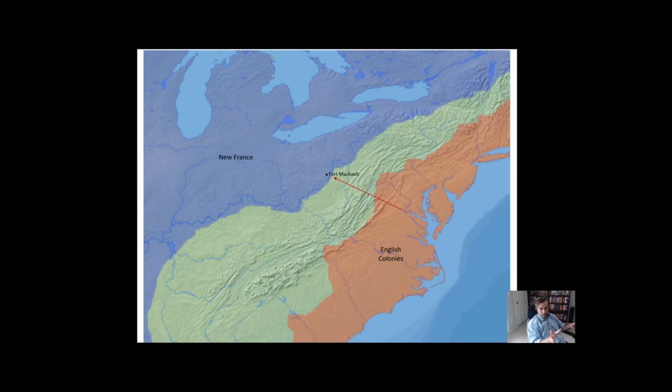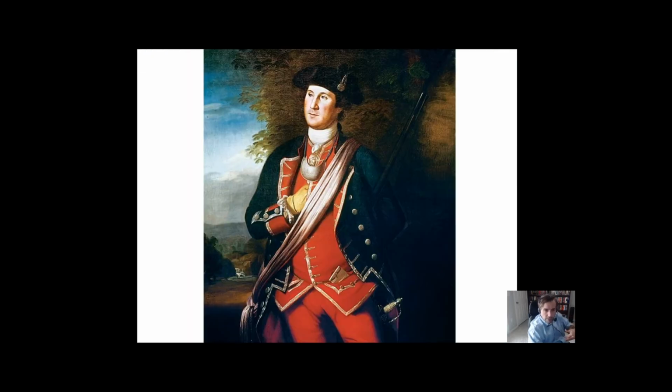Again, didn't really kick him in the butt, but George Washington will return in 1753 and tell the governor of Virginia, the French commander said this is French territory, and then he kicked me in the butt, and he'll tell him the French refused to recognize British claim to the Ohio Valley.